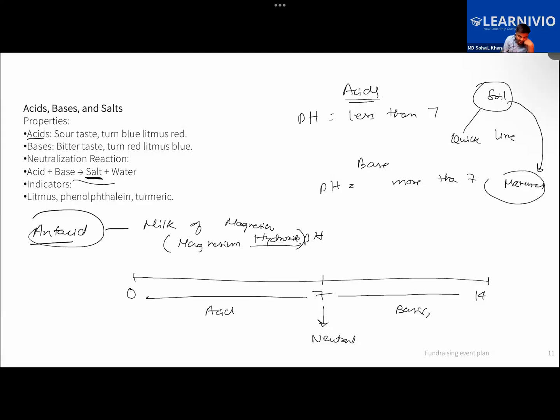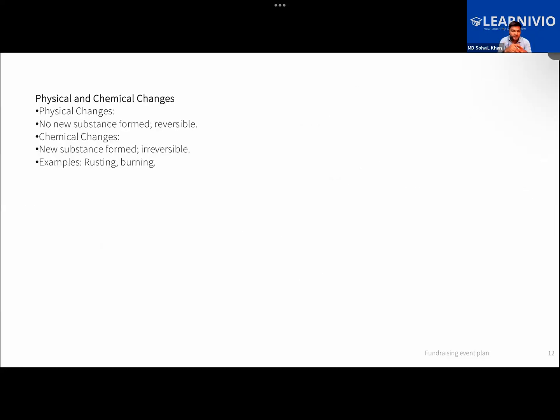Then we learned about the different types of indicators like litmus paper, phenolphthalein, turmeric. Apart from these, we have learned there are olfactory indicators also, like clove oil, onion extract, vanilla extract, that can also be used to check whether a substance is acidic or basic in nature. These things we have learned. You're getting it so far, right? These things we already learned.